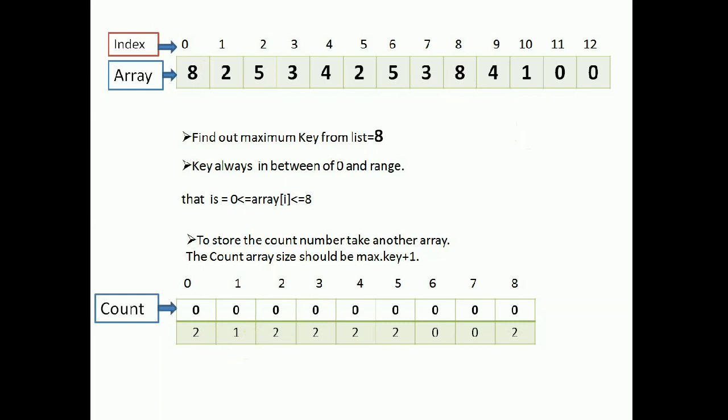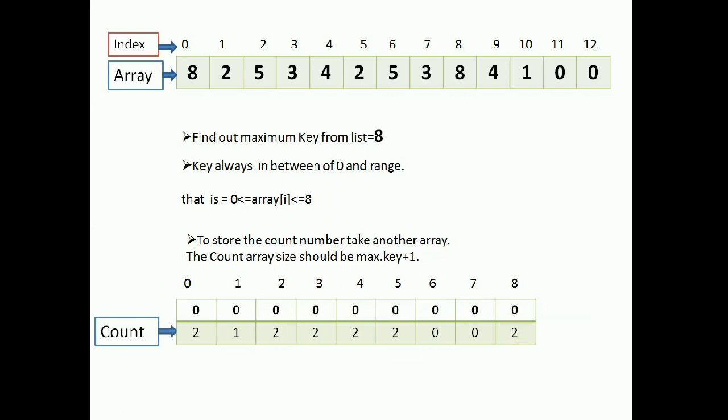So finally the count array looks like this. The count array consists of: 0 appears 2 times in the list, 1 appears 1 time, 2 appears 2 times, 3 appears 2 times, 4 2 times, 5 2 times. There is no 6, so we simply put 0. 7 does not appear, 0. 8 appears 2 times. So up to this, is it clear to all?